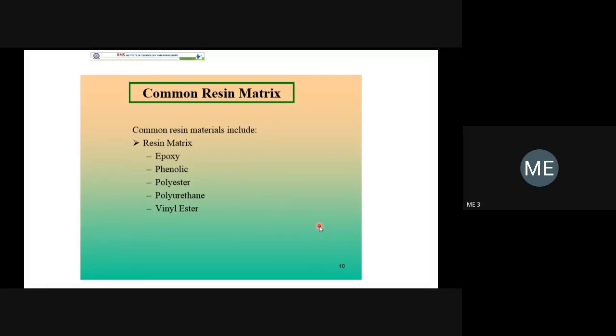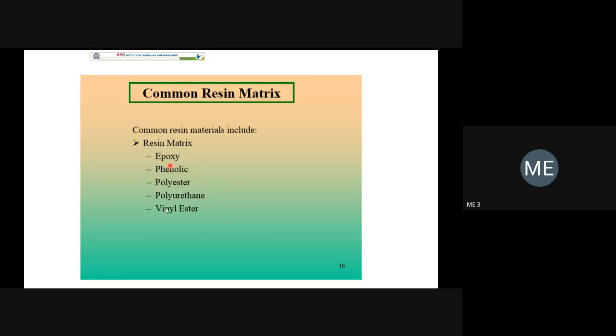Then the matrix material used in polymer matrix composite. These are the names you have to remember. Even in chemistry you studied about thermoplastic material and thermoset material.